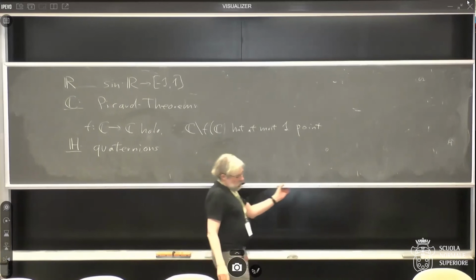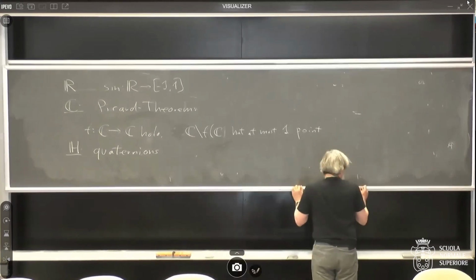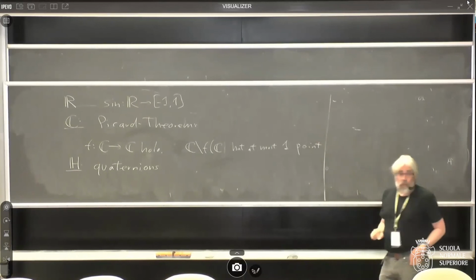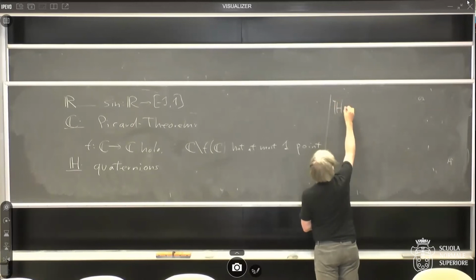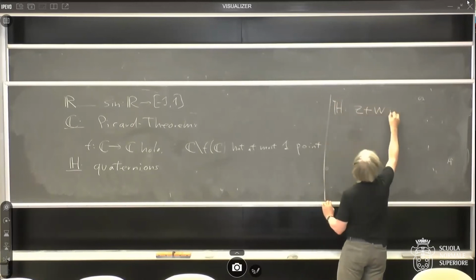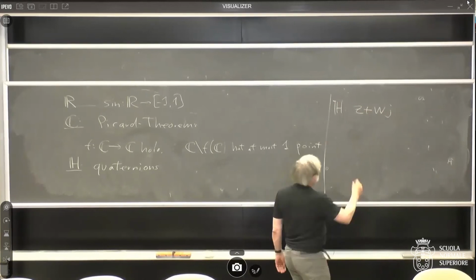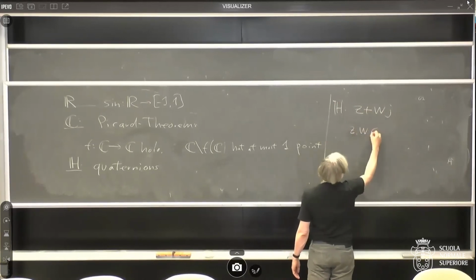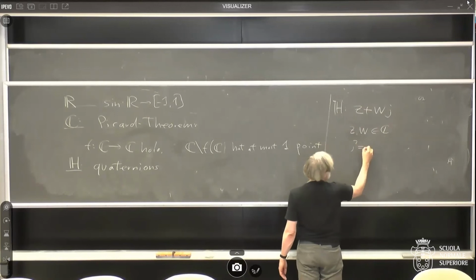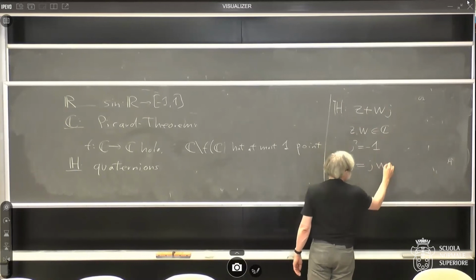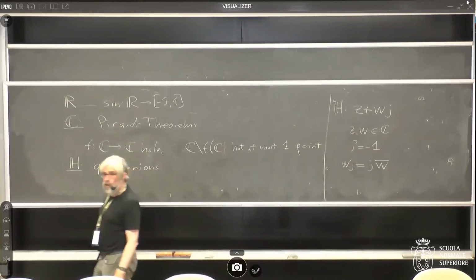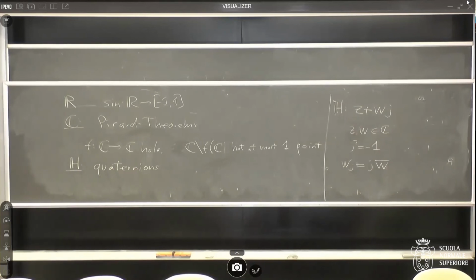But you could also put together two real components to obtain one complex component. So you could think of the quaternions as Z plus WJ, where Z and W should be complex numbers, and J has the property that J squared is -1, and J does not commute with the complex numbers. Instead, if you want to commute J with a complex number, you have to conjugate the complex number. So the non-commutativity is hidden at this point.